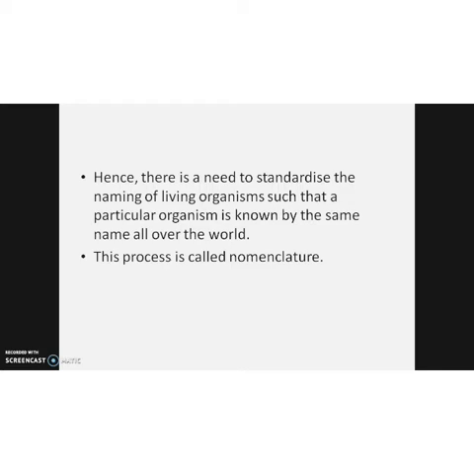You just imagine, for a crow, in Malayalam it is called kaka, in Hindi another name, in Marathi another name, in Tamil another name, isn't it? So for a particular living organism, different names will be there. The local names are termed vernacular names, and these vernacular names lead to confusion. So to standardize, we use a process called nomenclature, naming, so that a particular name is used all over the world for a particular organism.